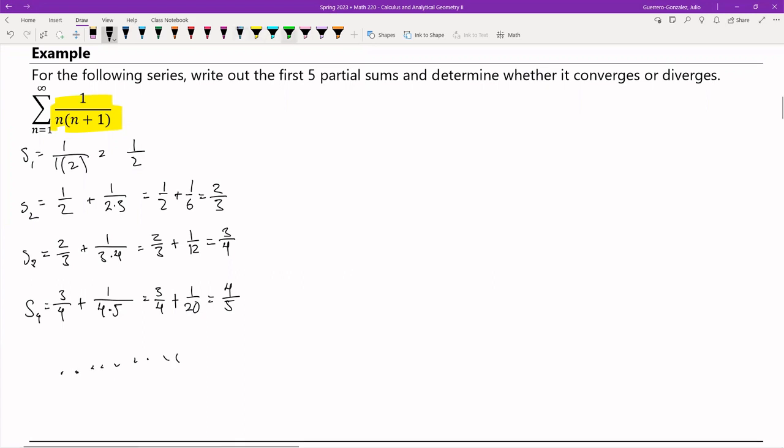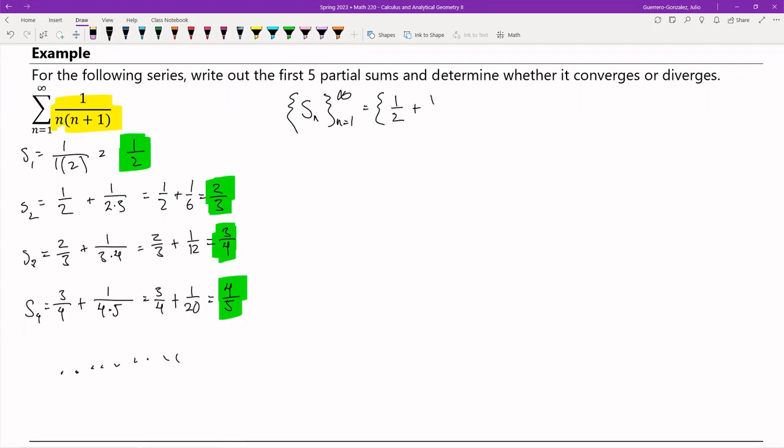Okay. So I'm going to highlight some values here. For 1, we got 1/2. For 2, we got 2/3. For 3, we got 3/4. For 4, we got 4/5. So my S of n, n equal 1 to infinity, my sequence of partial sums, is 1/2, 2/3, 3/4, 4/5. And we only computed the 4/5, but I think you can guess the rest. It'd be 5/6, 6/7, dot, dot, dot.